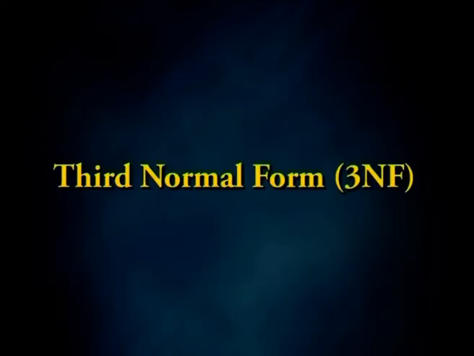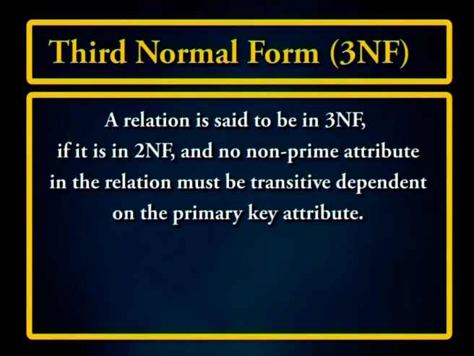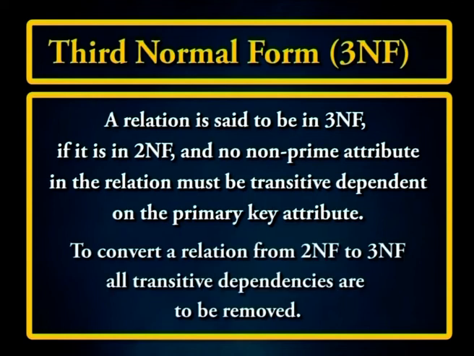Now, our last normal form is third normal form. A relation is said to be in third normal form or 3NF if it is in 2NF and no non-prime attributes in the relation are transitively dependent on the primary key attribute. To convert a relation from 2NF to 3NF, all transitive dependencies are to be removed.